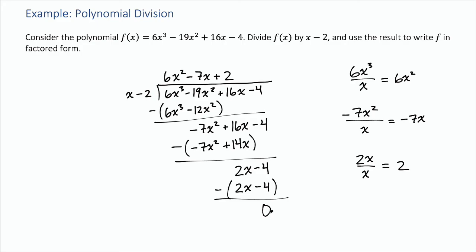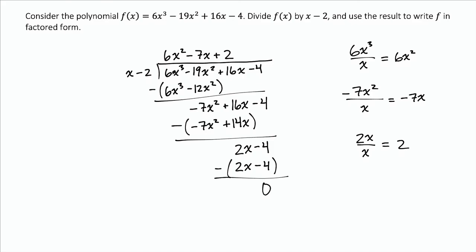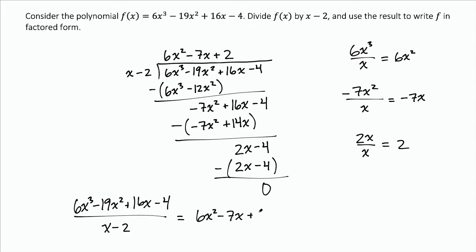Once you end up with a 0 down here, that means you've finished your division, and it divided evenly. What we just found out is that 6x cubed minus 19x squared plus 16x minus 4 divided by x minus 2, that's what we just did, is equal to 6x squared minus 7x plus 2. So we did the division.